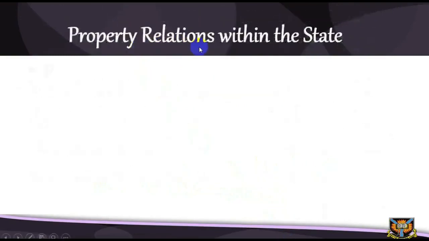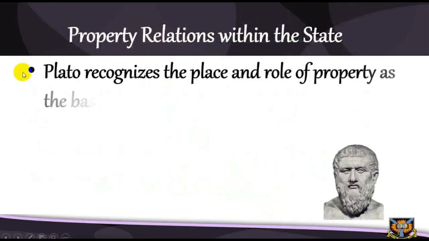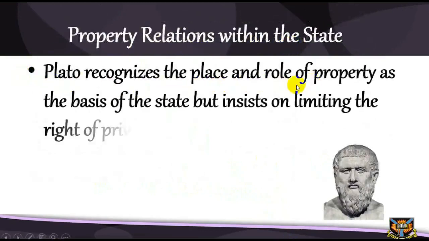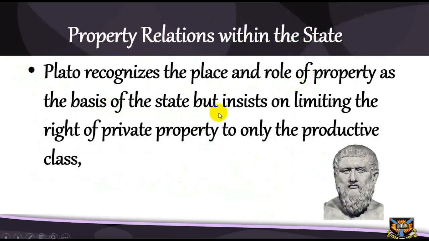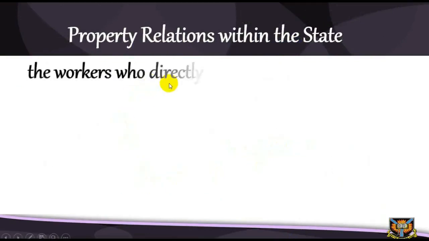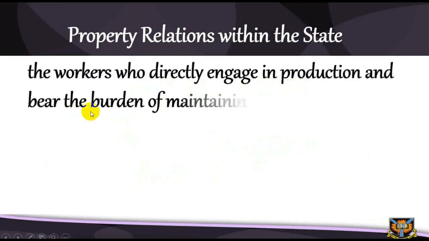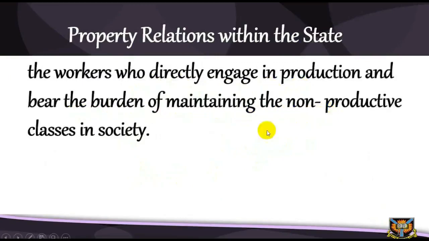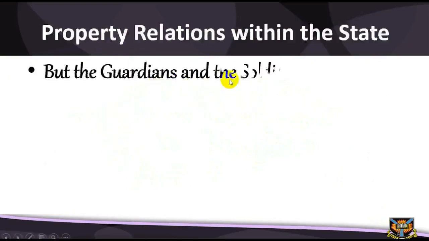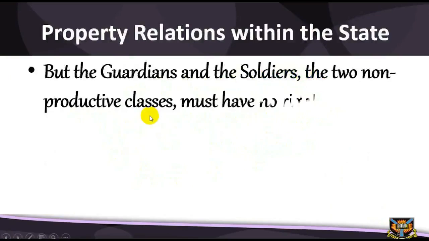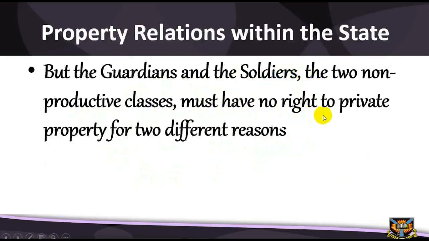Property relations within the state. Plato recognizes the place and role of property as the basis of the state, but insists on limiting the right of private property to only the productive class, that is, the workers, who directly engage in production and bear the burden of maintaining the non-productive classes in society. But the guardians and soldiers, the two non-productive classes, must have no right to private property for two different reasons.